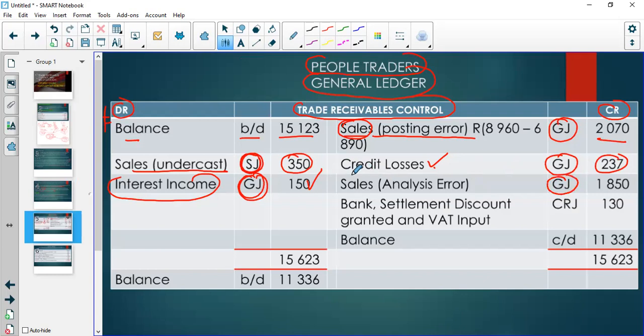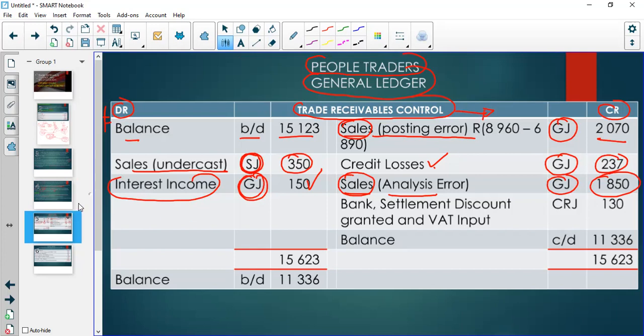And we have to say this is the sales, or analysis error. Remember, we recorded this as sales because we thought it was cash sales, but actually it's not. So we have to debit the sales, and reduce that in the trade receivables control because somebody paid.